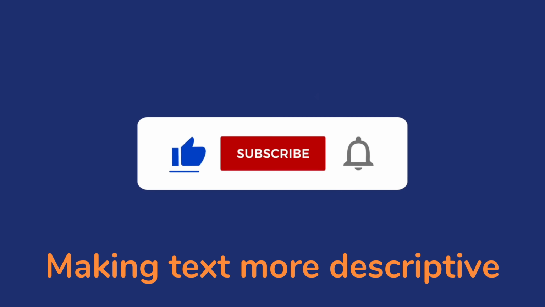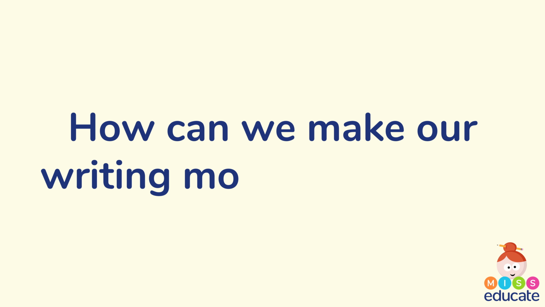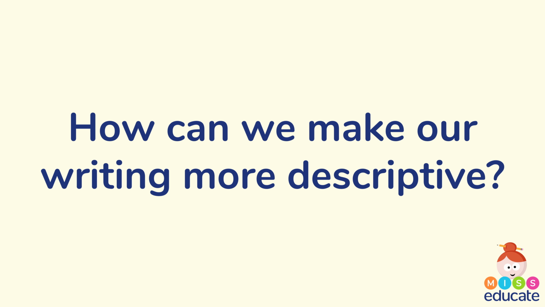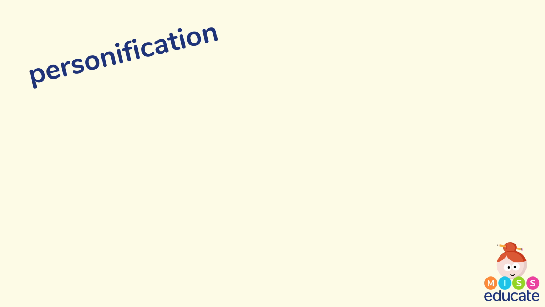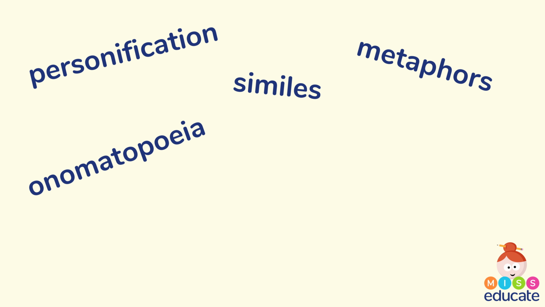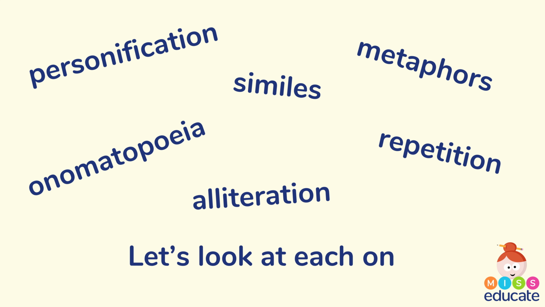Today we are going to be looking at different writing techniques that can help to make our text more descriptive. So how can we make our writing more descriptive? Well, we can use a variety of writing techniques. Let's take a look at each one. Personification, metaphors, similes, onomatopoeia, repetition, alliteration. Let's look at each one individually.